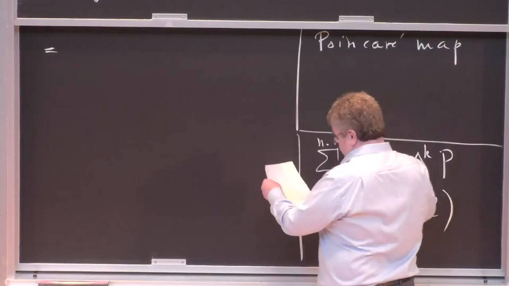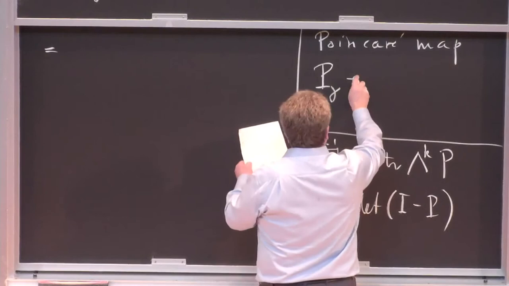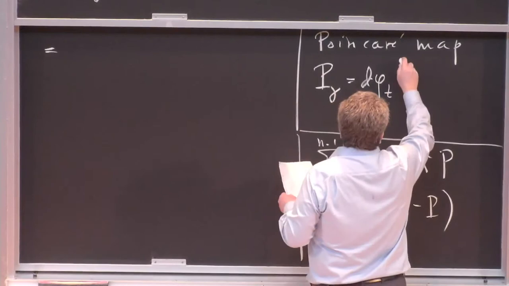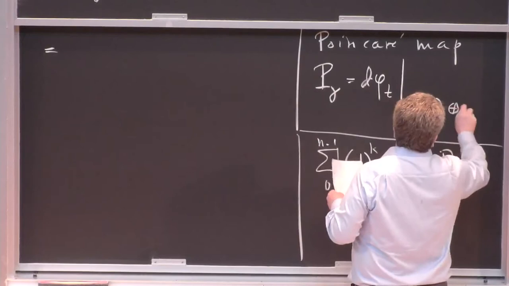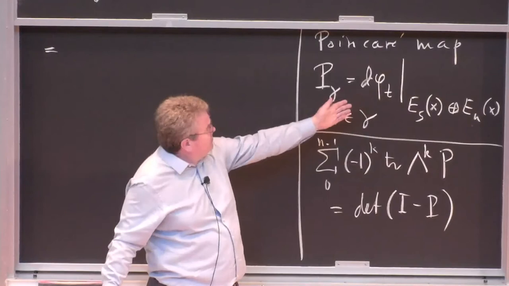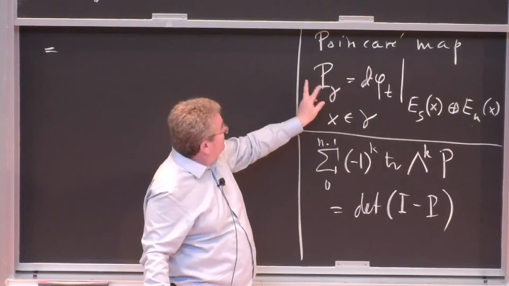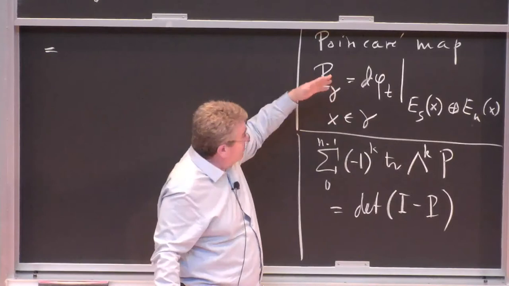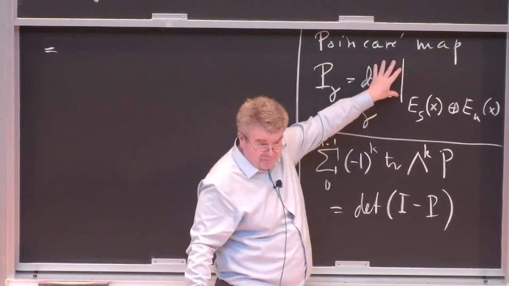The Poincaré map for each orbit, P_gamma, in our setting will be just the differential d phi t restricted to the unstable plus stable directions at the point x in gamma. Of course, you could say that this P_gamma is not well defined because it will change with x. But each of those P_gammas is defined modulo conjugacy class. The conjugacy class of P_gamma is defined. So when I take traces or determinants, everything will be invariant of the specific choice I made here.